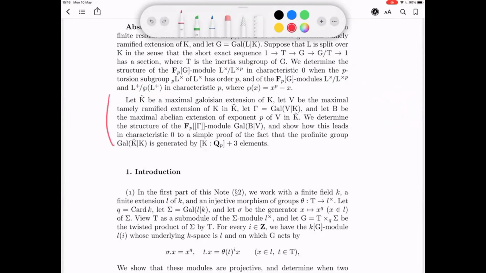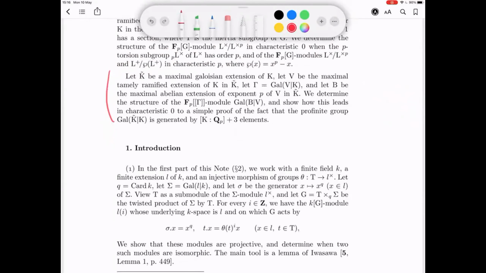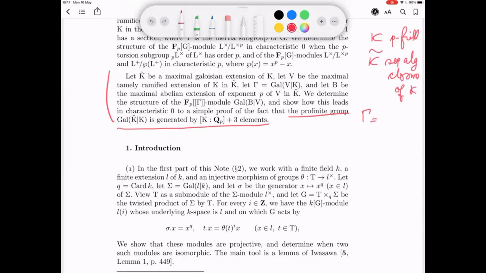This thing, which we will do only if time permits, is not really required in our application to primitive extensions. But it's a beautiful thing. For example, what it says is this last statement. What does it say? It says, suppose you have a P field K, you choose a separable algebraic closure of K, right? And you take gamma. I don't know whether this is the notation later. Maybe, yeah, this is not the same as this gamma. Let's call it curly G.